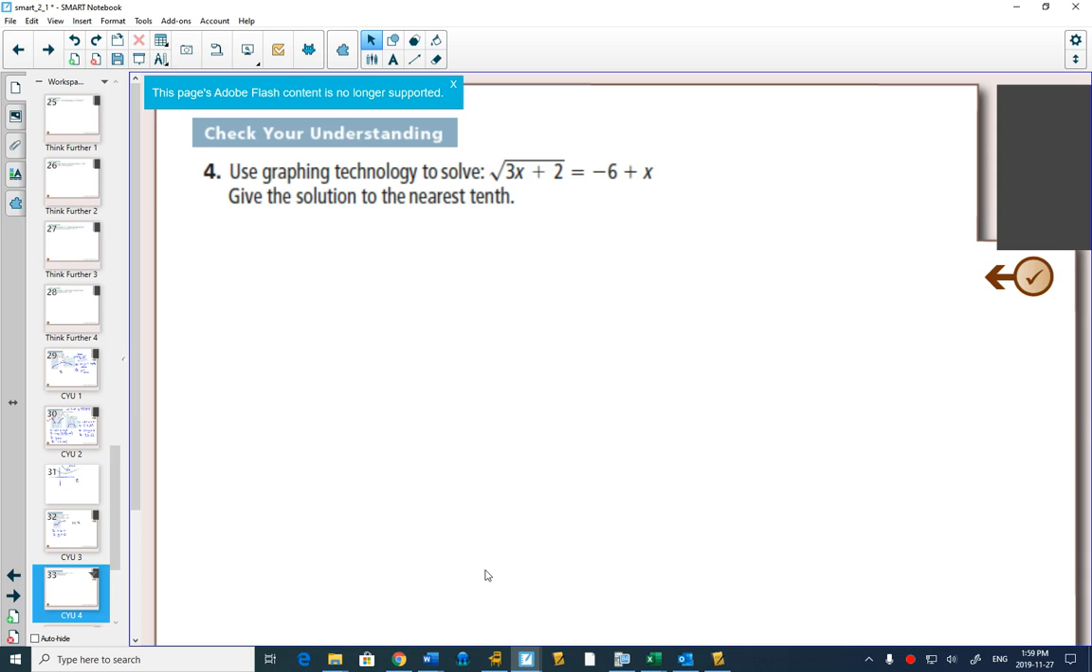And we'll do question number 4. It says using graphing technology. I'll show you how to use graphing technology. We'll also look, because you won't have a graphing calculator on your exam, we'll also look how to solve it algebraically, because that's how you would solve this on your exam. So algebraically.